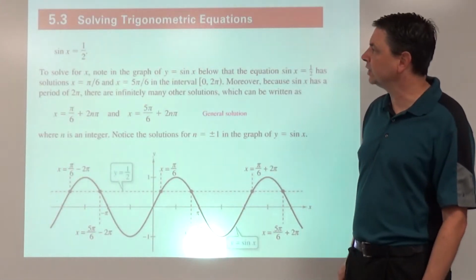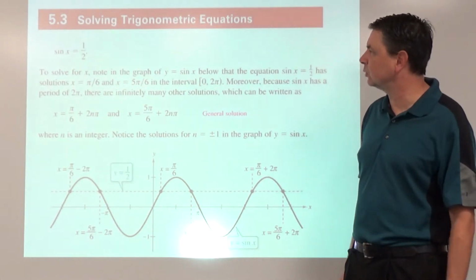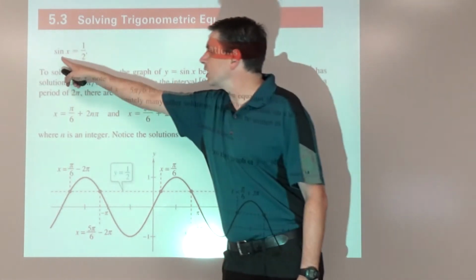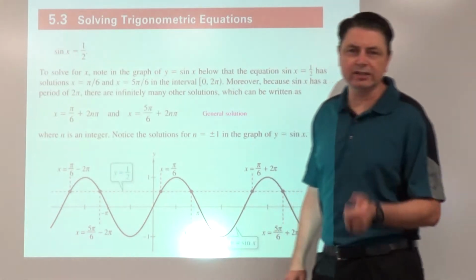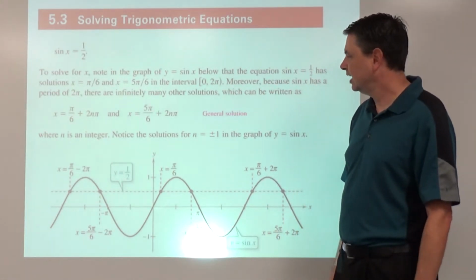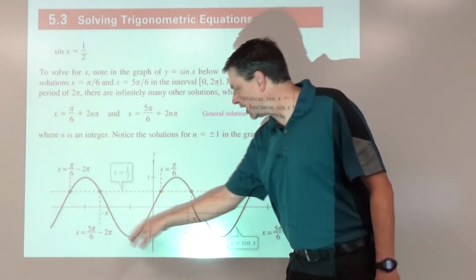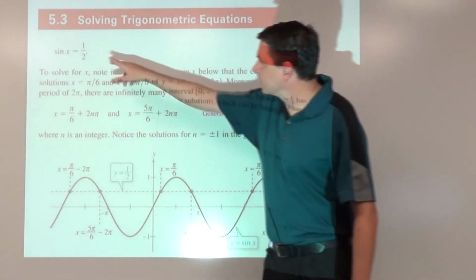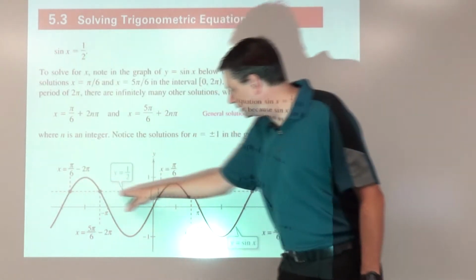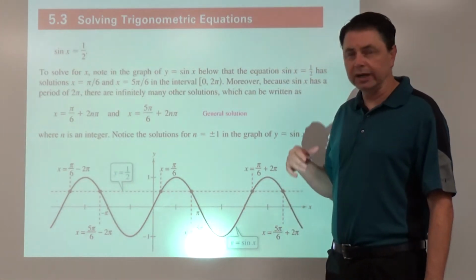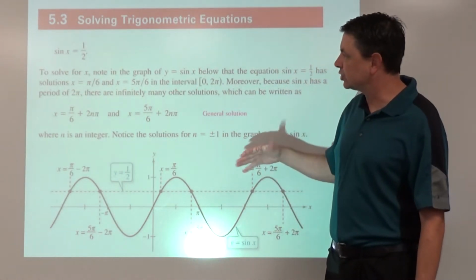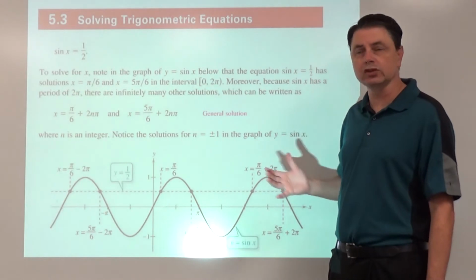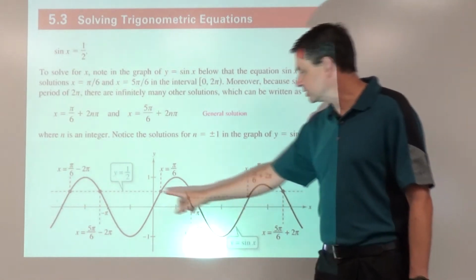All right, 5.3, solving trigonometric equations. For example, sine of x equals 1/2 as a trigonometric equation. We can take a look at the graph here that we've worked on back in chapter 4. And we've got the line 1/2 right there. So graphically, we would have solutions where those two curves intersected, which is here, here, here, here.